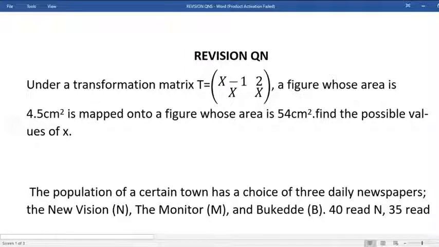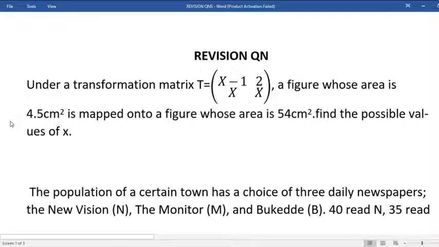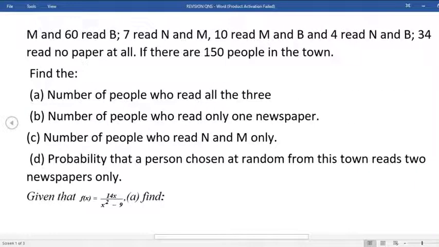They tell us that 7 read New Vision and Monitor. So the number of New Vision intersection Monitor is equal to 7. They continue to tell us that 10 read Monitor and Book a Day. Number of Monitor intersection Book a Day is equal to 10. And finally, 4 read New Vision and Book a Day. So the number of New Vision intersection Book a Day is equal to 4. Then 34 read no newspaper at all.